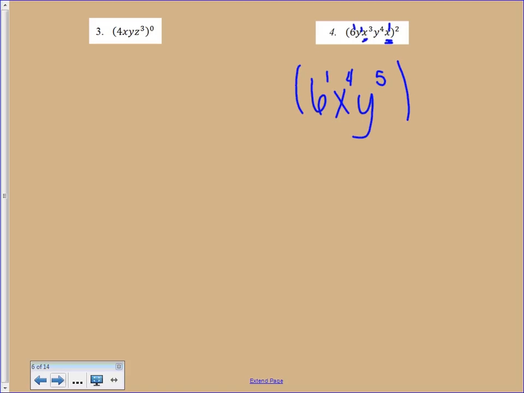Now, this whole thing is being raised to the 2nd power. Okay, so now I've simplified the inside. Now I'm going to deal with this power of 2. So I'm going to take that 2 and I'm going to multiply it into each exponent. 6 to the 1 times 2 is 2. 4 times 2 is 8. 5 times 2 is 10. So when you're taking a power of a power, you multiply the exponents.